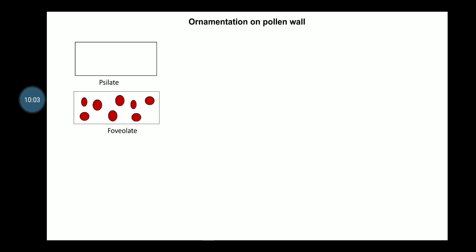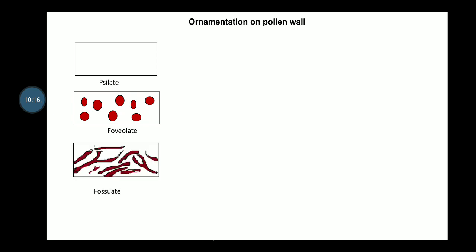The next type, number 2, is foveolate. In this type, the surface is pitted, with the diameter of pits greater than or equal to 1 micrometer, and the third type is fossulate. In this type, the surface has grooves. So these are the 3 types of ornamentation without sculpturing element.